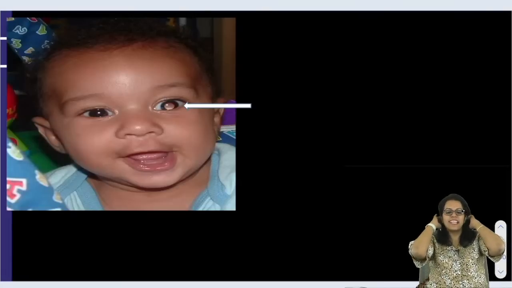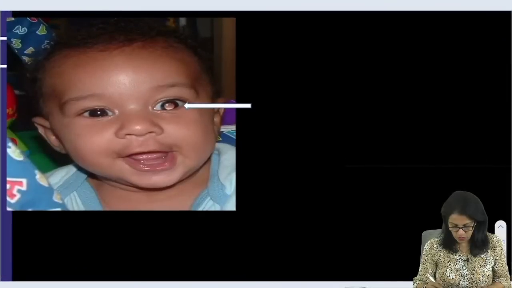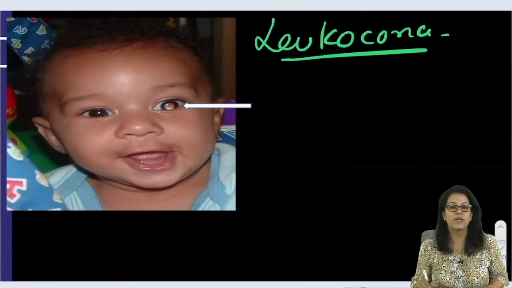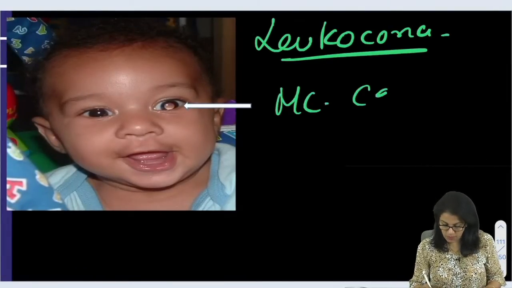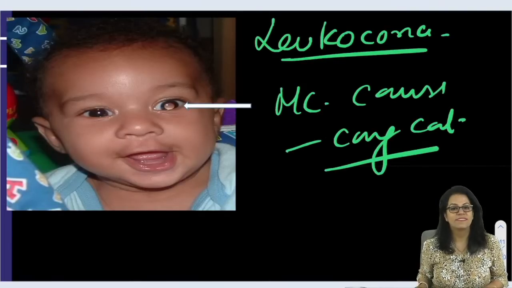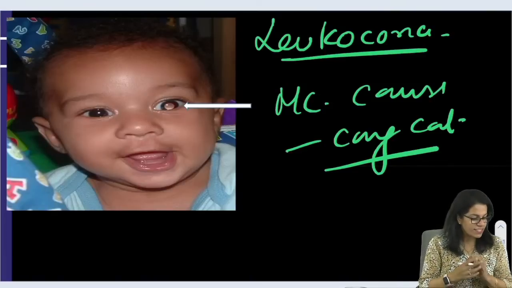Okay, we come to the next slide. What are you looking at? What will you say? This is leukocoria. We all know leukocoria, we are learning in relation to retinoblastoma, but if they ask you the most common cause, you should answer congenital cataract. And all the causes apart from retinoblastoma, what are they collectively known as?